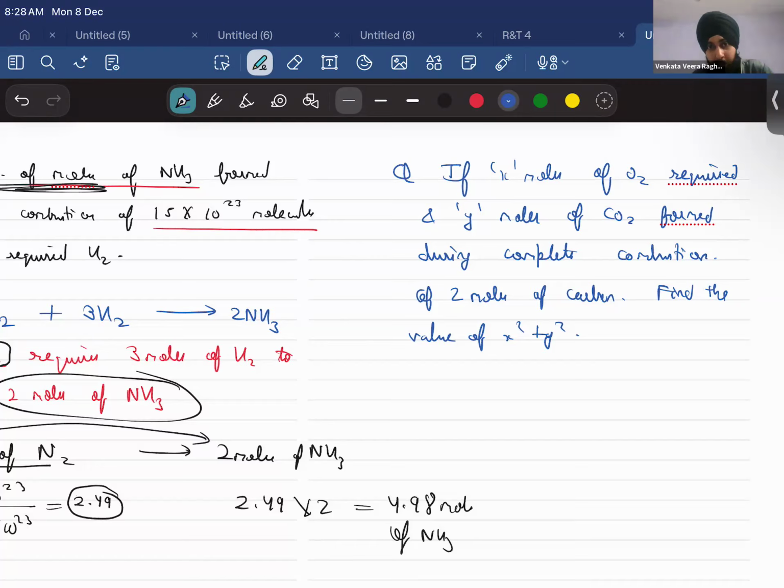Now, this is not an AP question, first of all. Let me clear this. But this kind of question can be asked in AP. It's their pattern itself.